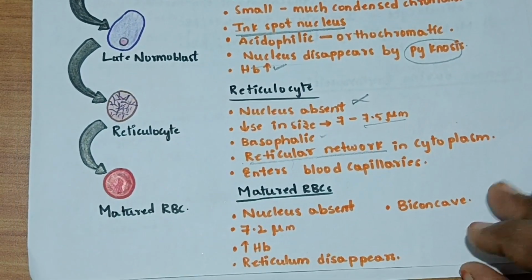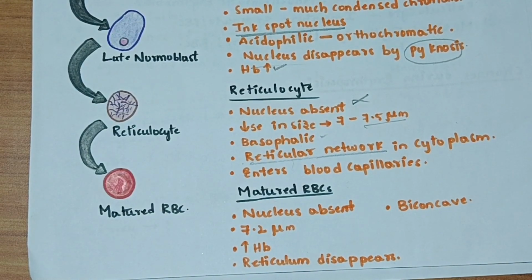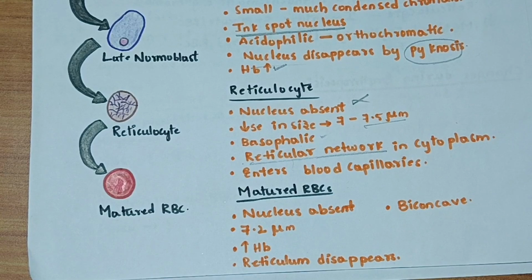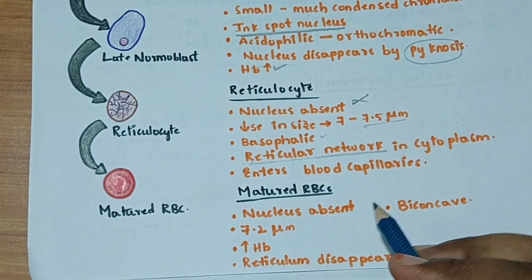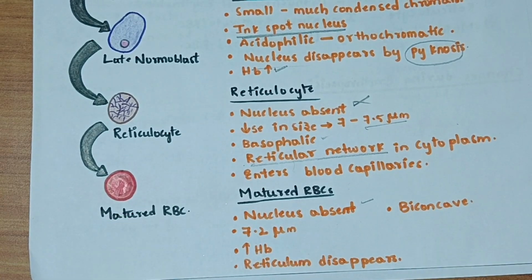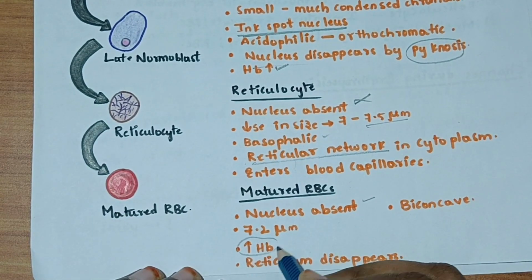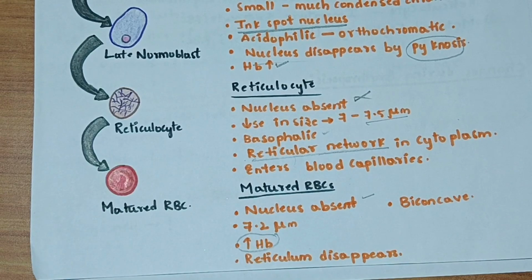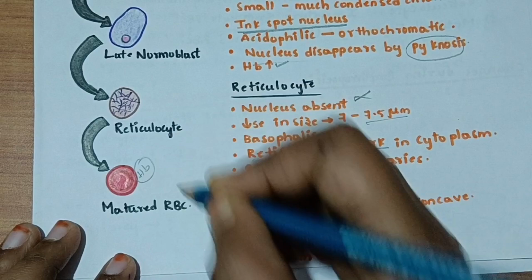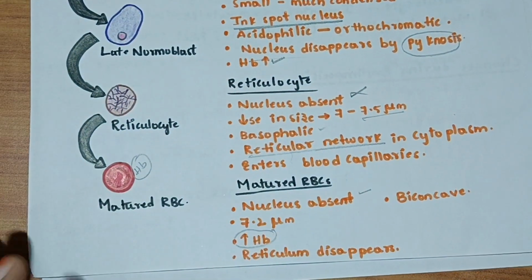And let's see our hero. Matured RBC. These are matured erythrocytes. The size is about 7.2 micrometers. Here the nucleus is completely absent. There will be even more increase in Hb concentration, giving red color pigment to the RBC. It contains very high hemoglobin, which gives red color pigment to the cell.